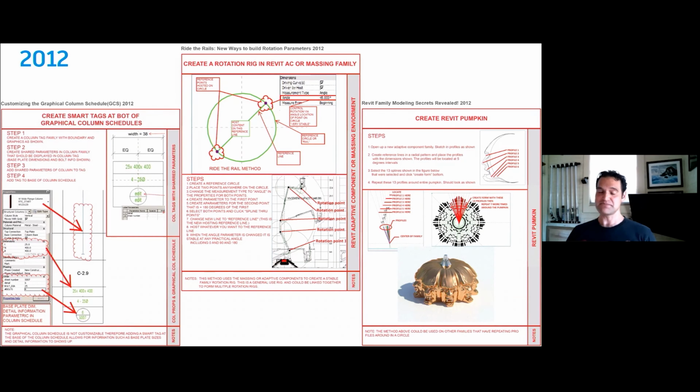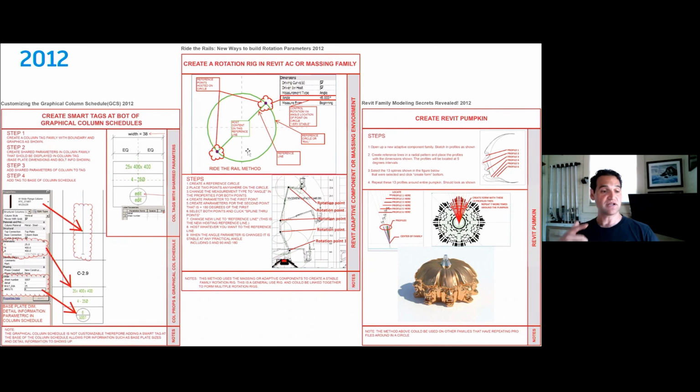In the massing and adaptive component environment, you can just take a circle and place it down, place two points, and run a reference line between the two points. You can change the parameter at one of the points to an angle parameter. And that angle parameter can then be at 0 or 1 or 180 or 360 or 720 or whatever you want. And it's very stable. And then you can host any content you want on that reference line.